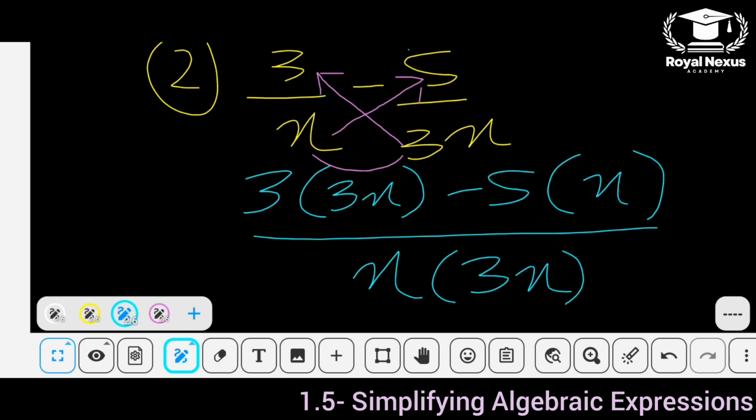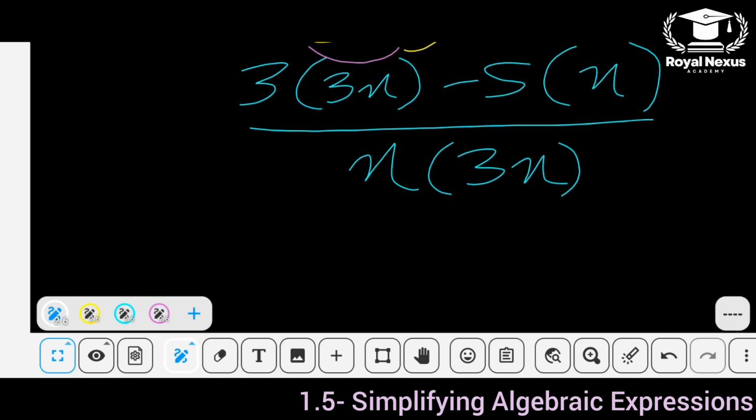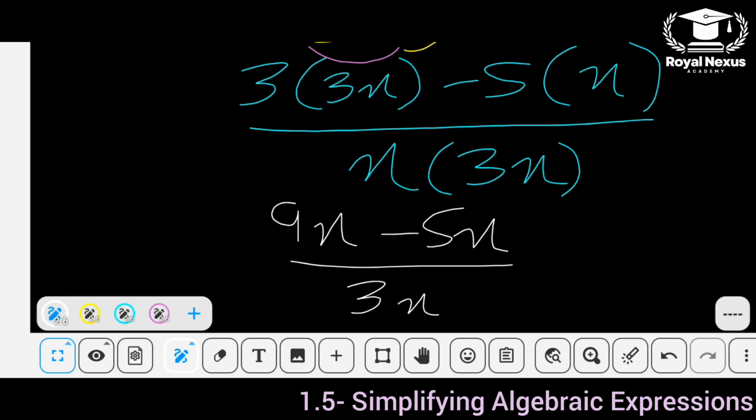Now we just need to solve the numerator as well as the denominator to get the final answer. So it will be 3 times 3, that is 9x, minus 5 times x, that is 5x, the whole upon x times 3x, that is 3x square. So the answer to this question is 9x minus 5x, which is 4x, divided by 3x square.